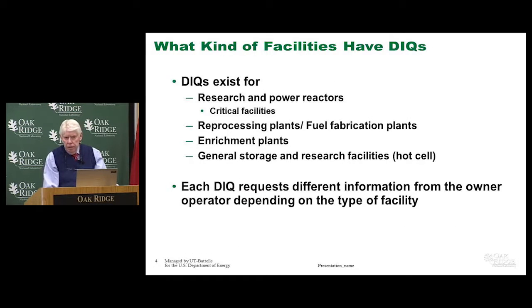What kind of facilities then do have DIQs? They exist for research and power reactors throughout the world, and that includes critical facilities as well. There are also DIQs for reprocessing plants and fuel fabrication plants, for enrichment plants, and for general storage and research facilities such as might have a hot cell where you would handle radioactive material or possible fuel materials. Each DIQ at each one of these facilities then requires a different set of information from the owner or the operator regarding how they operate and design such a facility. The majority of this lecture will be focused on those related to research reactors and power reactors.